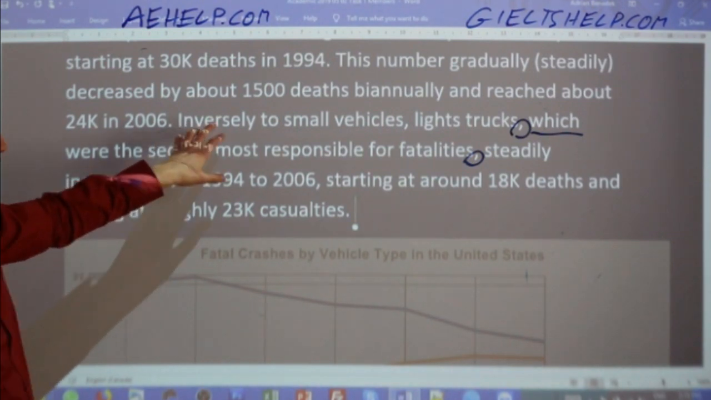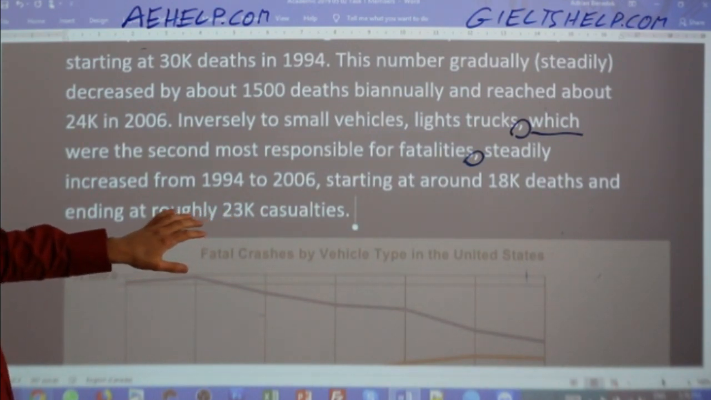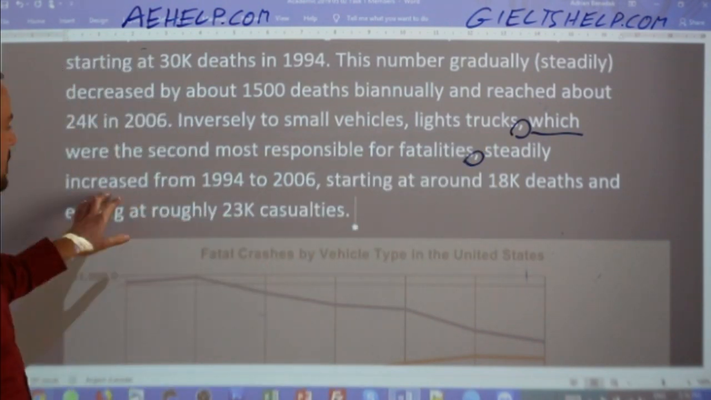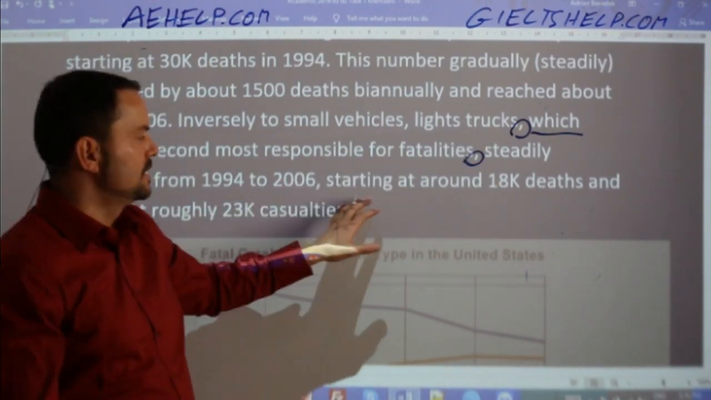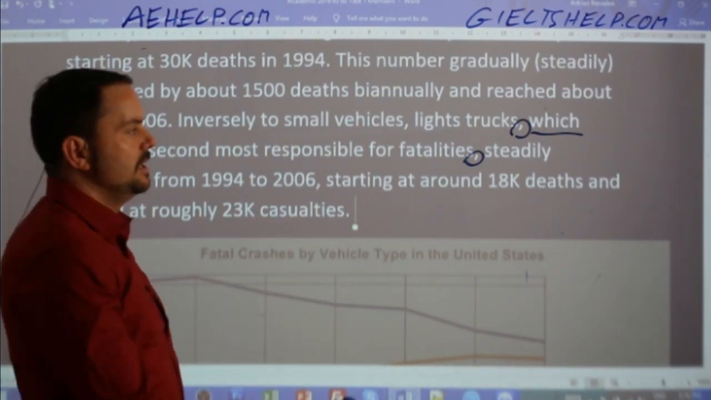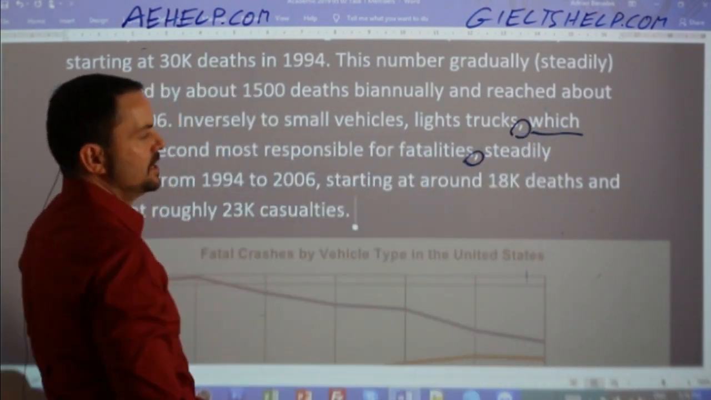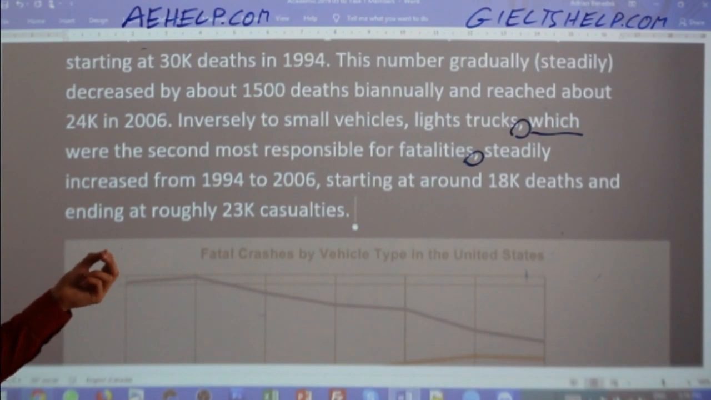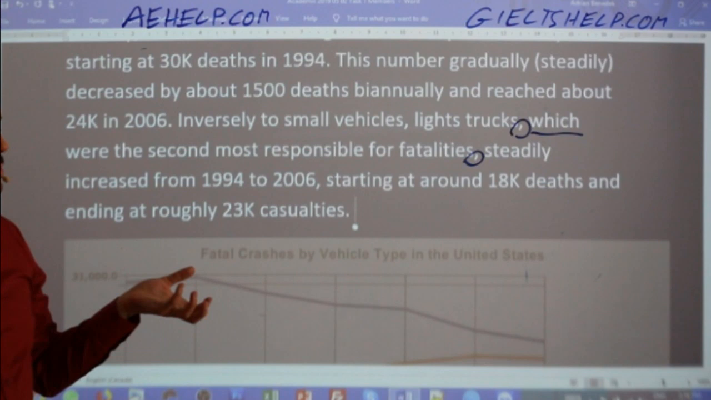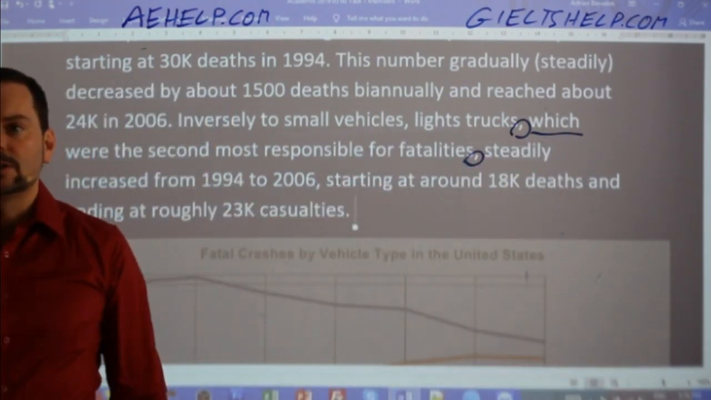So I could say inversely to small vehicles, light trucks steadily increased from 1994 to 2006, starting at around 18,000 deaths and ending roughly at 23,000 casualties. So even if I take out this phrase, which were the second most responsible for fatalities, the sentence still reads very well. With this included, I'm adding in a key piece of information so it reads even better. Okay, so it's called an additive descriptive clause. All right.